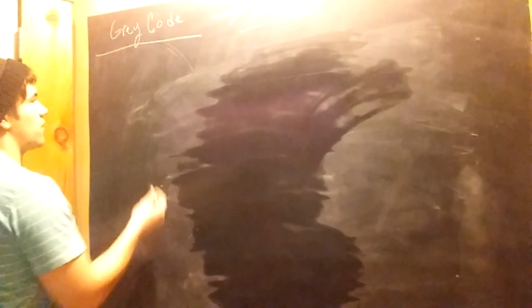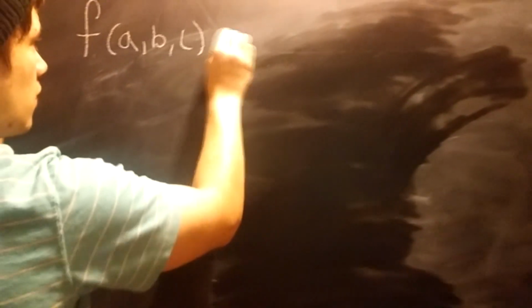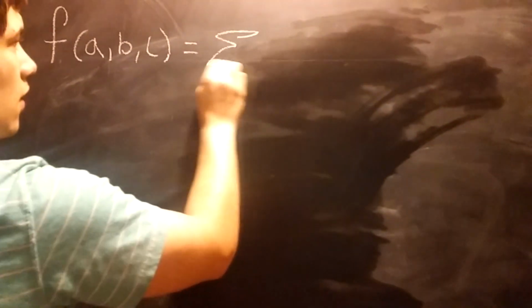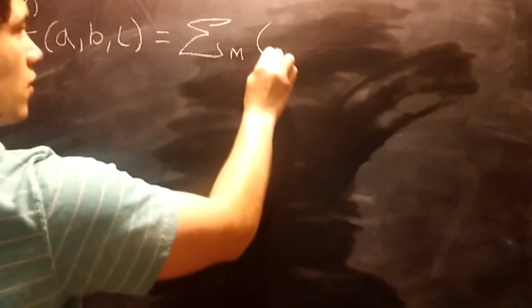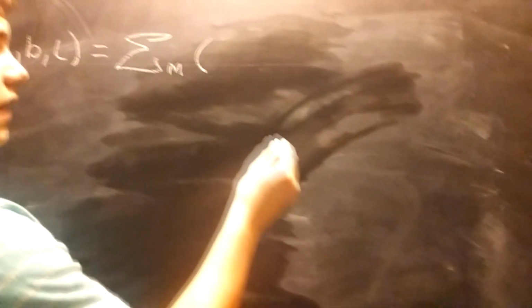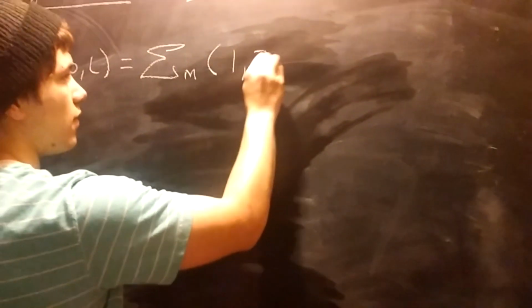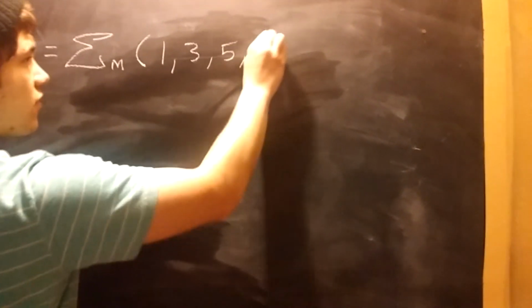We need gray code. So I'm going to implement a sum of minterms equation, and we'll use a 3-bit equation. So we're going to have a function of A, B, and C. It's going to equal the sum of the terms, and we'll do all the odds. So we'll do 1, 3, 5, and 7. And I'll show you why we're going to do that.